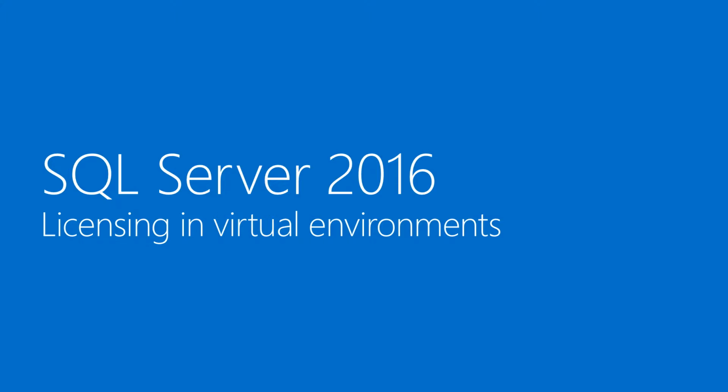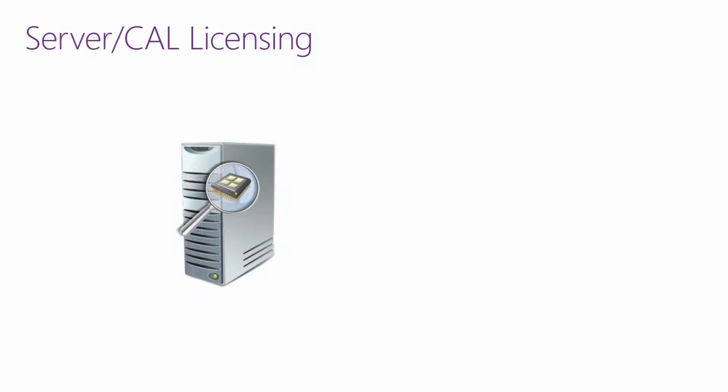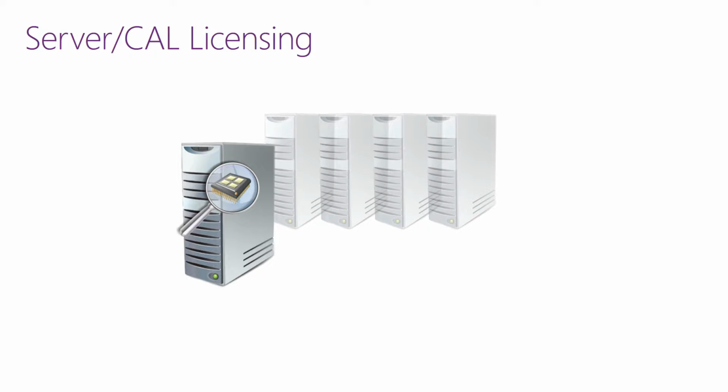The next section is all about licensing SQL Server 2016 in virtual environments. We're going to start off by looking at the Server CAL edition, and again, as a reminder, that's just the standard edition. And this is what our diagram is going to look like. You can see here some ghostly servers appearing, and these are going to represent our virtual machines, and you can see that on 2 of them SQL Server is running.